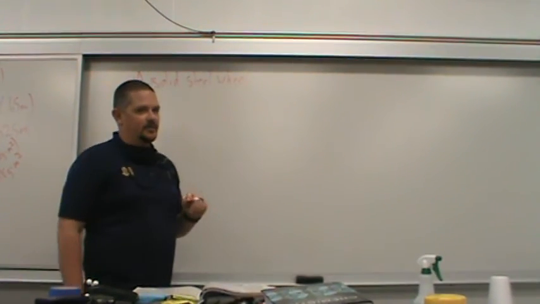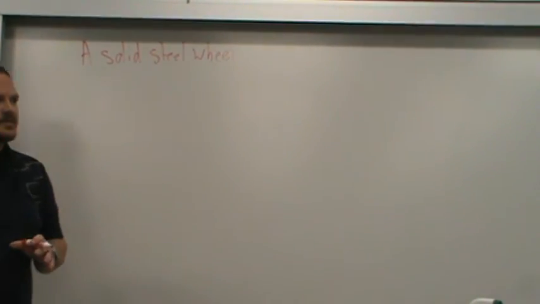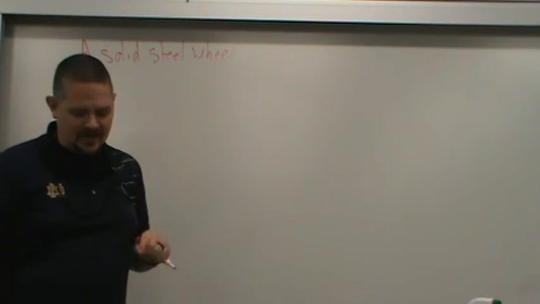Okay, a solid steel wheel. So what kind of shape would a solid steel wheel have? Circular. Well, yes. Can we be a little bit more elaborate? Round. Cylinder. What kind of cylinder? A uniform, solid cylinder. Okay? So keep that in the back of your minds.